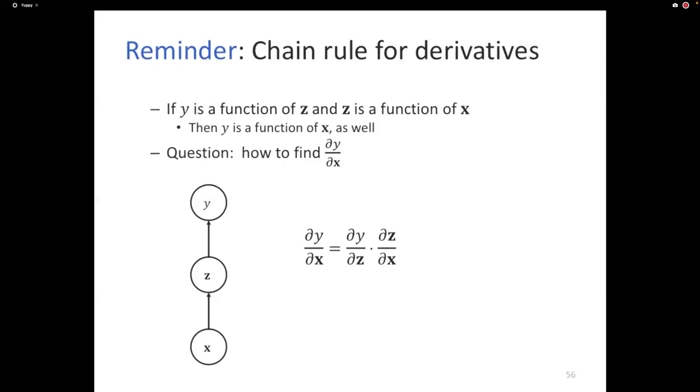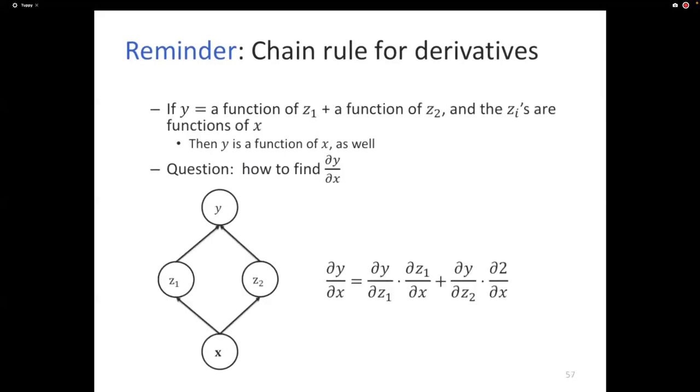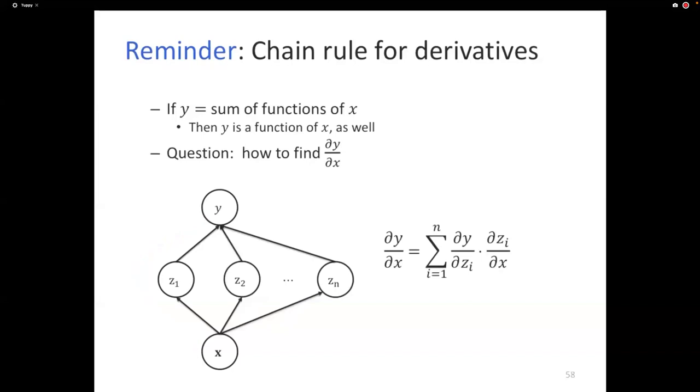A couple of things that are worth noting here: sometimes you might see computation graphs like this. Y is a function of two things, V1 and V2. In fact, it is the sum of a function of Z1 plus a function of Z2, and the Z's themselves are a function of X. So how do you compute the partial derivative of Y with respect to X? You first take a path along this direction, from here to here. So it's the partial derivative of Y with respect to Z1 times the partial derivative of Z1 with respect to X. Because Y is a sum of two things, you add up the partial derivatives as well. So it's the partial derivative of Y with respect to Z2 times the derivative of Z2 with respect to X. You add those two sets of derivatives and you get the required gradient. This is not just about two things, it also applies to many things. If Y is the sum of many functions of X, then the partial derivative is the sum of many partial derivatives.